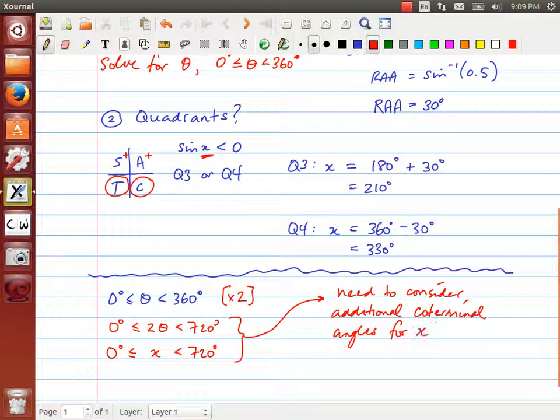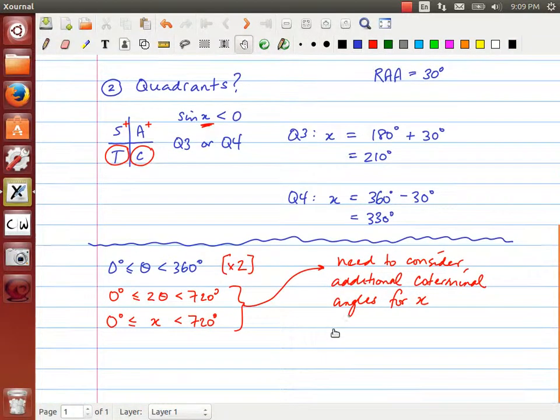for x. Let's see if I have enough room on this page to do it. I don't have a lot of room, but I think I have enough. So what's another coterminal angle for these things? Well, I want to go up. I want to go higher, so I'm going to add 360 degrees. So that means I could also, I'm going to label this x1, I'm going to label this x2, and I'm going to put on a value x3. And x3 is going to be 210 degrees plus 360 degrees, which is equal to 570 degrees.